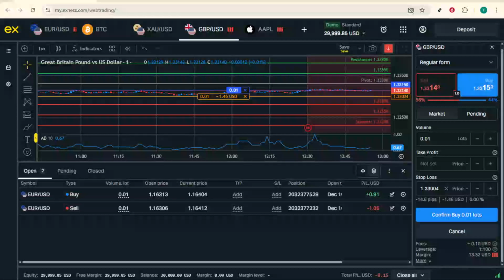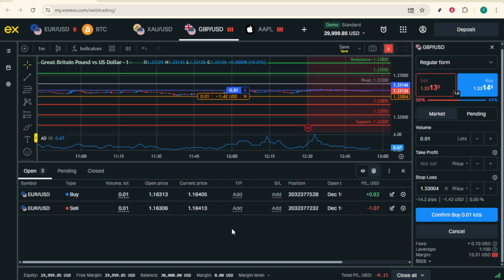In today's video, I'm going to teach you how to place a trade in the Exness terminal. First, log into your account, head to your personal area, and launch the Exness terminal. This brings you to the trading interface where you'll do everything from charting to placing orders.